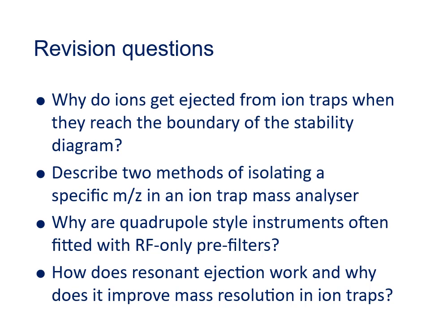Why do ions get ejected from ion traps when they reach the boundary of the stability diagram? Can you describe two different methods of isolating a specific mass to charge in an ion trap mass analyzer? Can you remember why quadrupole mass filter instruments are often fitted with RF-only pre-filters? And can you remember the other names for these? And can you remember why resonant ejection improves the mass resolution in ion traps?